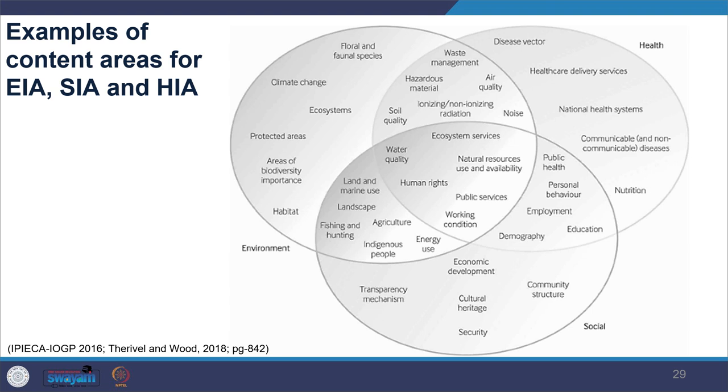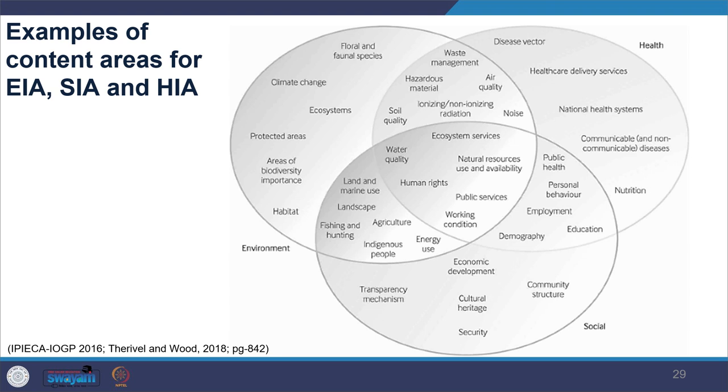And then it would also overlap with social. You have the public health, personal behavior, employment, demography, education, then also the environmental aspect, land and marine use, landscape, fishing and hunting, agriculture, indigenous people, energy and use. So you see how much the domains overlap with each other.